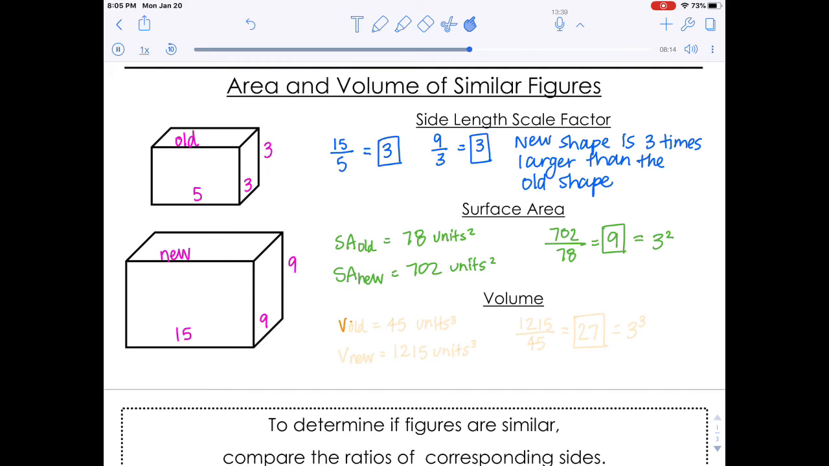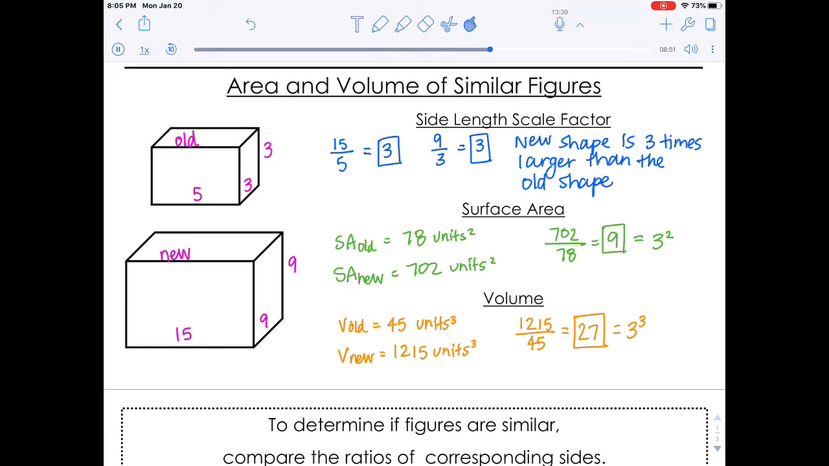Again, to find the scale factor, you do new over old. So 1,215 divided by 45, which simplifies to 27. And guess what? 27 is 3 to the third power. So you take your side length scale factor and you raise it to whatever power is associated with that dimension. So for side length, we are only dealing with 1 dimension, so that's the first power. With surface area, we're dealing with 2 dimensions, so that's the second power. And with volume, we're dealing with 3 dimensions, so that's the third power.